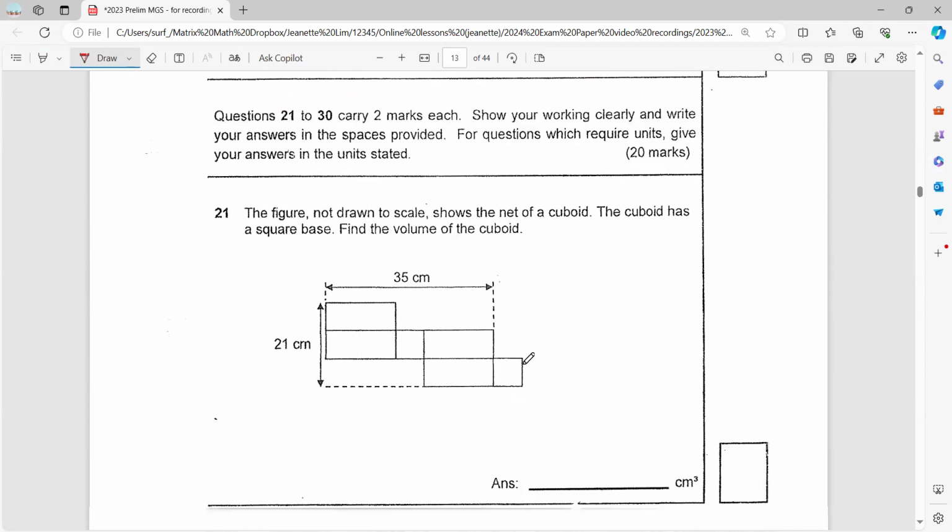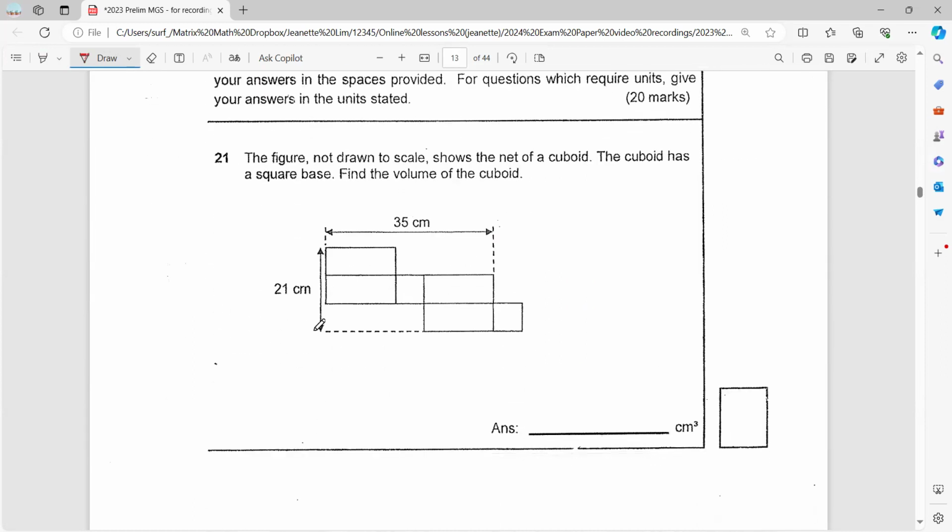Question 21. Figure not drawn to scale shows the net of a cuboid. Cuboid has a square base. Find the volume of the cuboid. Okay, so this is a square base. 21 divided by 3 is 7. This is 7. Since it's a square base, the cuboid looks something like that. This is 7, 7. And what is the height? The height will be this one here.